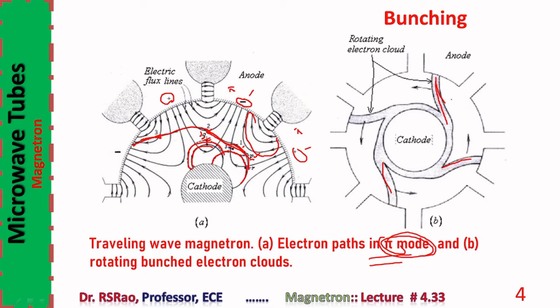These bunches keep on rotating. Of course, the RF field also keeps on rotating. While rotating, they interact with each other with a net energy transfer from the electron bunch to the RF field. This effect, in which energy transfer takes place in magnetrons from electron bunches to the RF field, is called the flywheel effect.